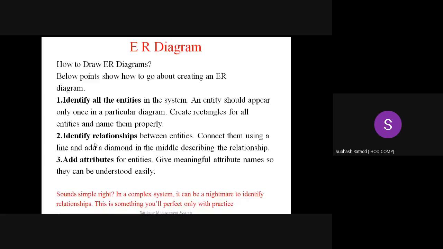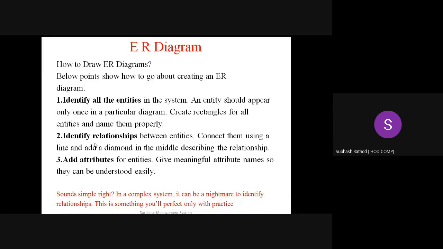Second step is to identify the relationships between entities. What is the relationship between student and librarian? What is the relationship between book and student? That needs to be identified and mapped to the ER diagram by using the symbol used for relationships. Connect them using a line and add a diamond in the middle to describe the relationship. So this is the second step.